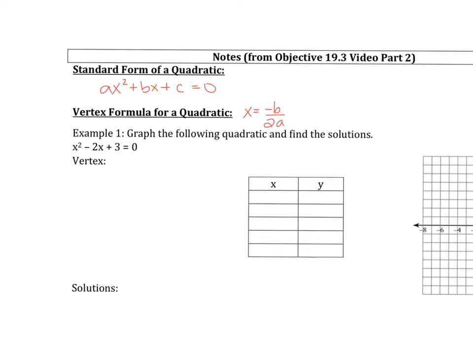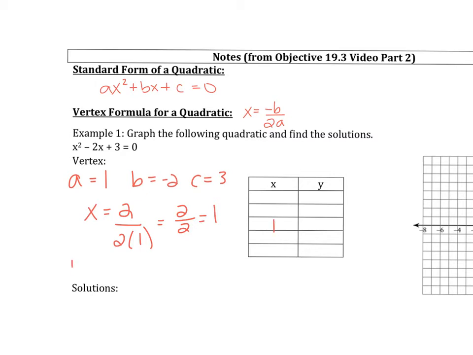We already have one side equal to 0, and so our a is the number in front of x squared, so 1. Our b is the number in front of x, so -2, and our c is our constant. We're looking for the x value of the vertex, so we're doing the opposite of b. Our b is -2, so the opposite of that would be 2, over 2 times a. So we're looking at 2 over 2, so the x value of our vertex is going to be 1.